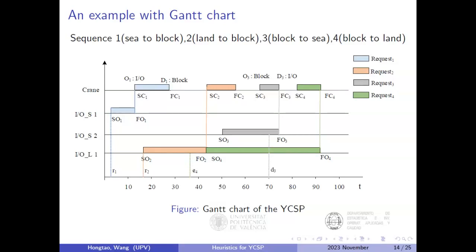At first, this container will be loaded to our input/output points at S01 and finish at F01, and then the crane will load this container, start from S1, finish at F1. And here we have our release time. This is exactly the time the container arrived.